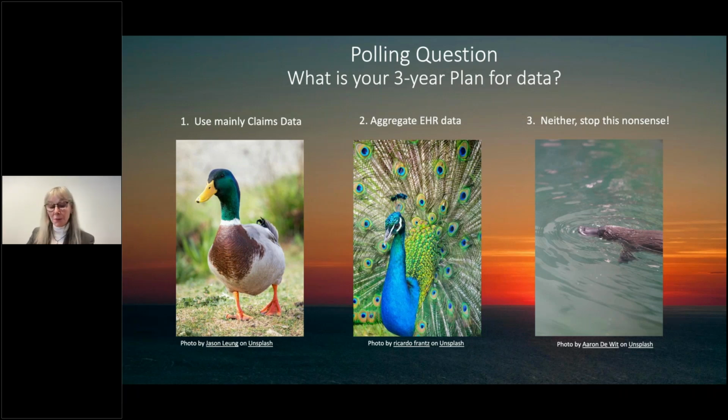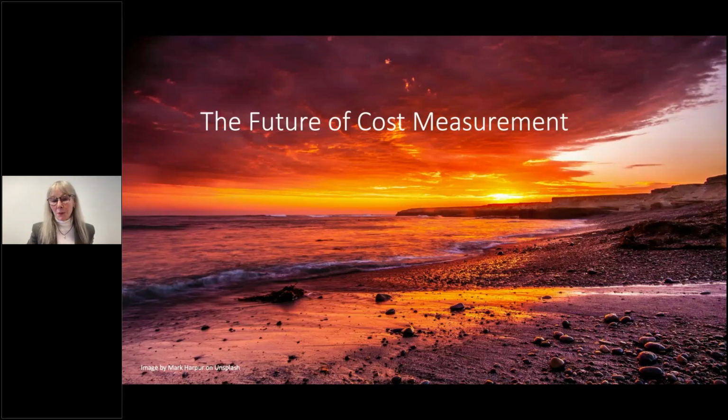There's nothing wrong with claims data. I think that you will see why it will be important as you go through the next few years and why you will probably want to be the peacock. And let me add to that. I'd like to just spend a couple minutes at the end here talking about the future of cost measurement in this kind of now more barren land.